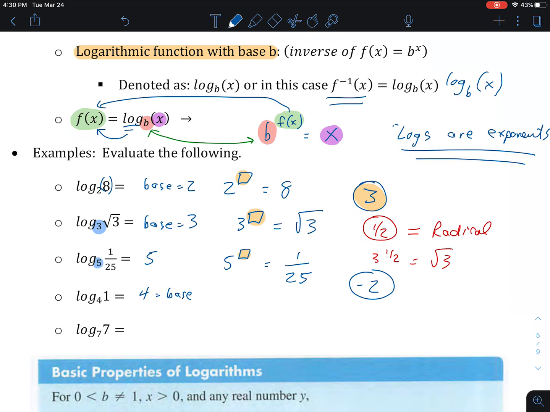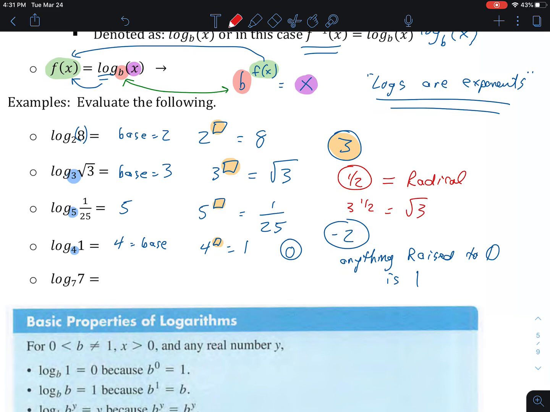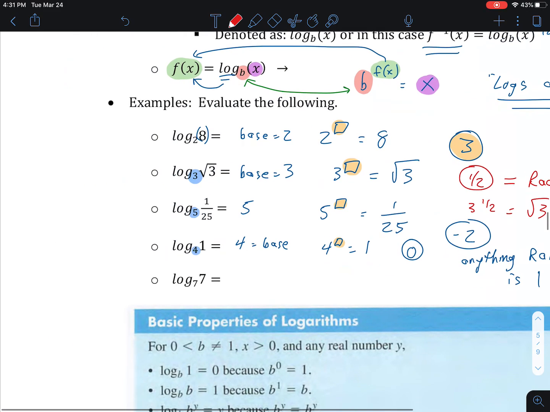4 is my base. 4 raised to the what will give me 1? Everything that's equal to 1 is always the same. A number raised to this number always gives you 1. How do I always get 1? Well, that's if it's 0, right? Anything raised to the 0 is 1.